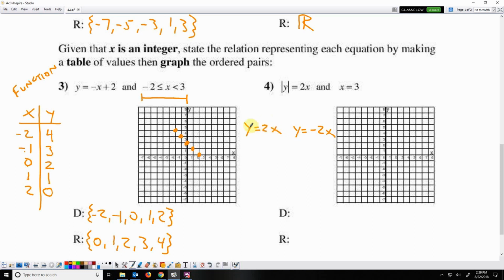If I substitute 2x in for y, so this 2x goes right here, the absolute value of 2x is 2x. But also if I substitute a -2x in for y, the absolute value of -2x is also positive 2x. So y equals 2x and y equals -2x are our 2 cases. And we're given this restriction, x equals 3.